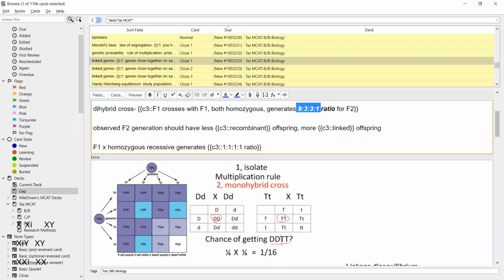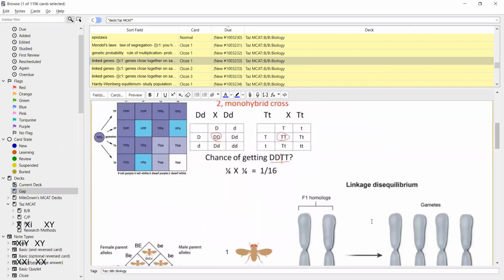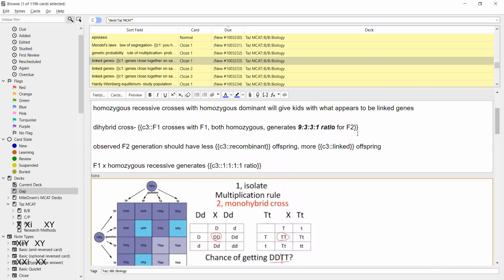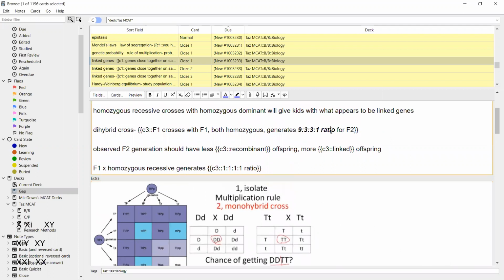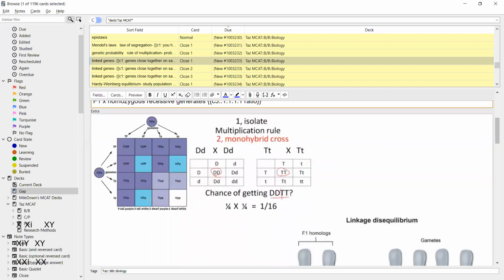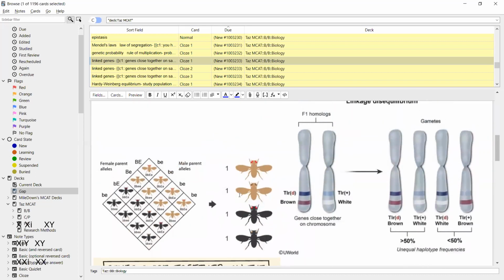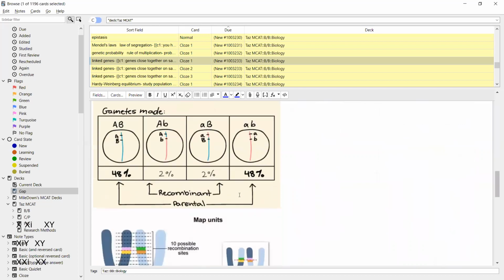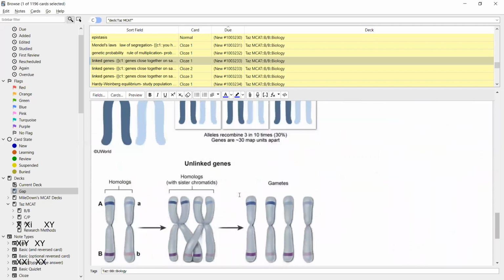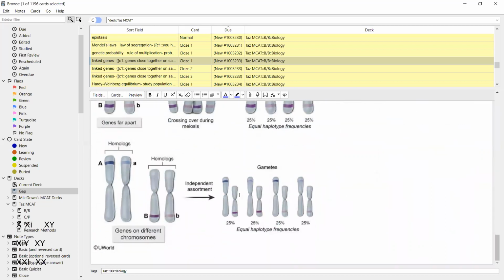Does that follow? Yeah, so this is just a common ratio to know. And obviously it's better to just remember what this looks like rather than have to do this out on a test or something. We also talk about linkage and linked genes and stuff like that.